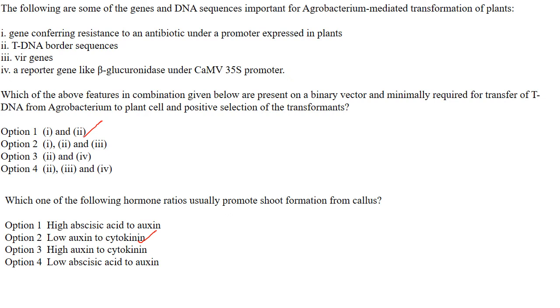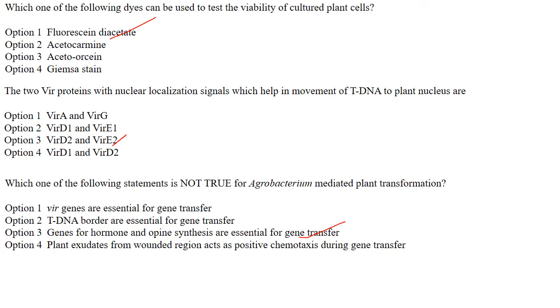Which of the following hormone ratios usually promotes shoot formation from callus? Low auxin to high cytokinin ratio. Answer is option 2. Then, which one of the following dyes can be used to test the viability of cultured plant cells? It is fluorescein diacetate. Answer is option 1. Two Vir proteins with nuclear localization signals which help in the movement of T-DNA to plant nucleus are VirD2 and VirE2. Answer is option 3.